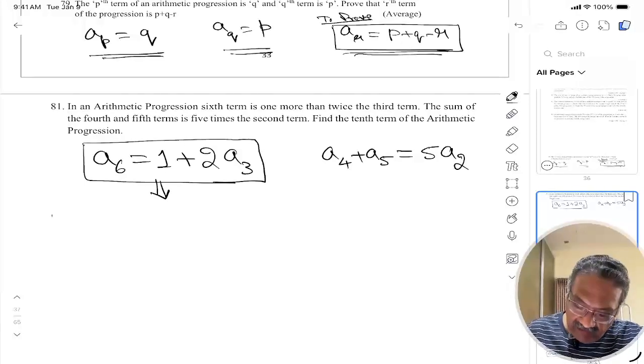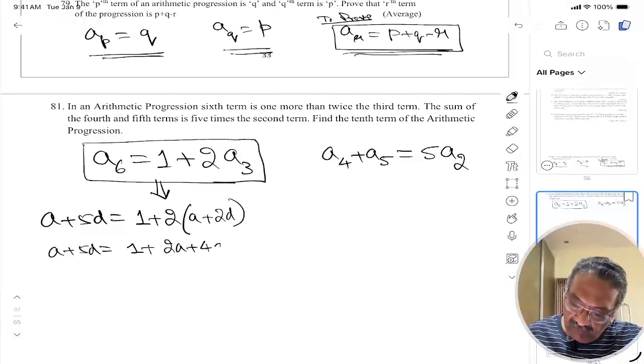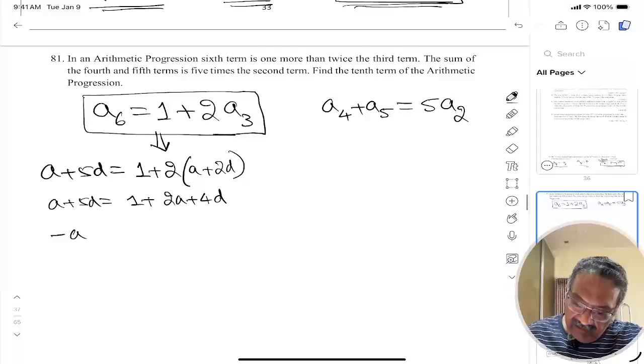What is A6? A6 is A plus 5D is equal to 1 plus twice of A3, which is A plus 2D. So A plus 5D is equal to 1 plus 2A plus 4D. So minus A plus D is equal to 1. So we get this equation 1.